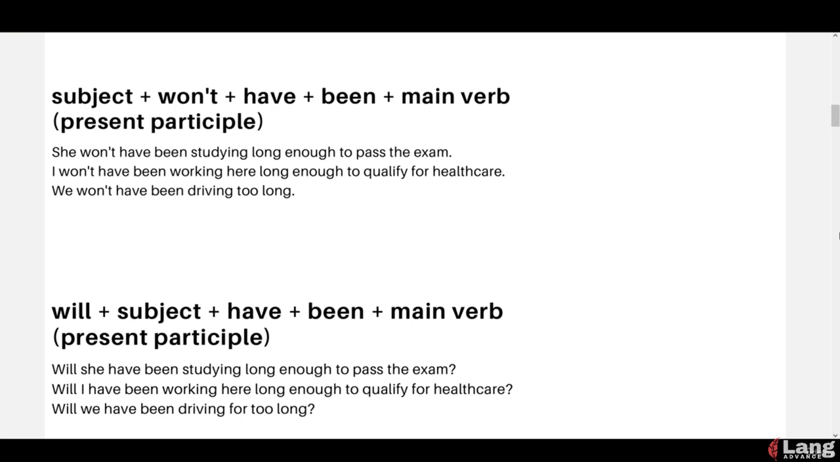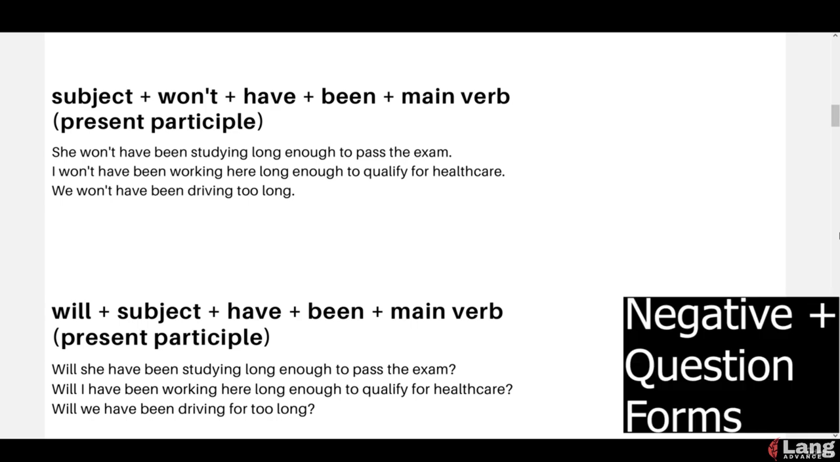We won't have been driving too long. For question sentences: will, subject, have, been, plus the main verb. Will she have been studying long enough to pass the exam? Will I have been working here long enough to qualify for healthcare? Will we have been driving for too long?